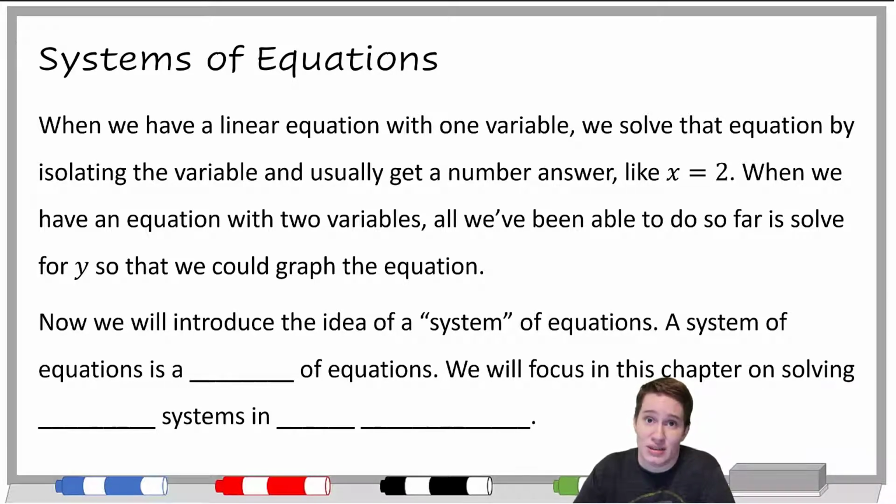But now we're going to introduce the idea of a system of equations. A system of equations is a group of equations. So that would mean that we have more than one equation. We are going to focus particularly, in this chapter, unit, whatever you want to call it, on solving linear, meaning these are all going to be lines, linear systems in 2 variables. So 2 variables, not 3, not 4. All of that's possible, but does get more complicated the more variables you have. So we're going to start off like we do constantly in math with the easiest possible situation and then build on our knowledge from there.